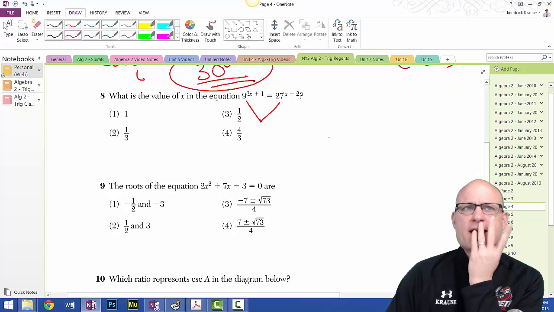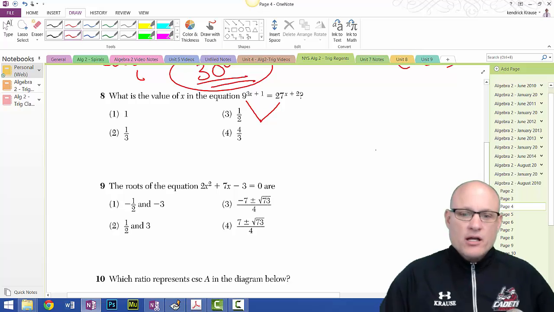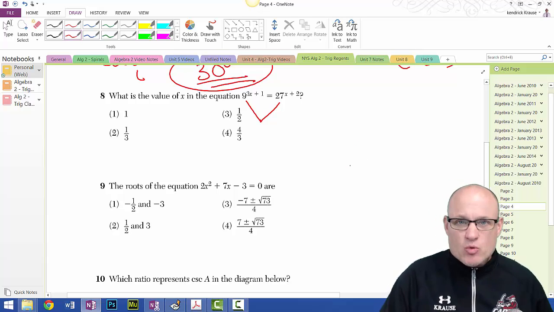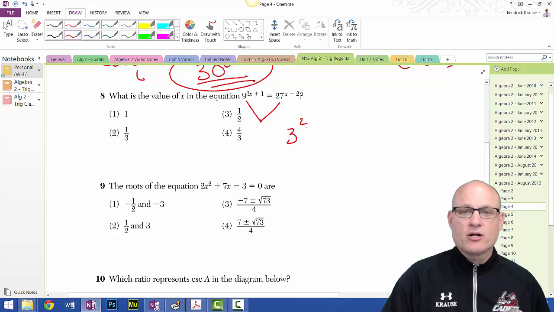Now let's see. 9. 2 to the what gives me 9? Can't tell you how many kids don't know what the base is going to be because it's 9. I don't know. It's 3. It's either going to be 2 or 3. It's 3 squared.